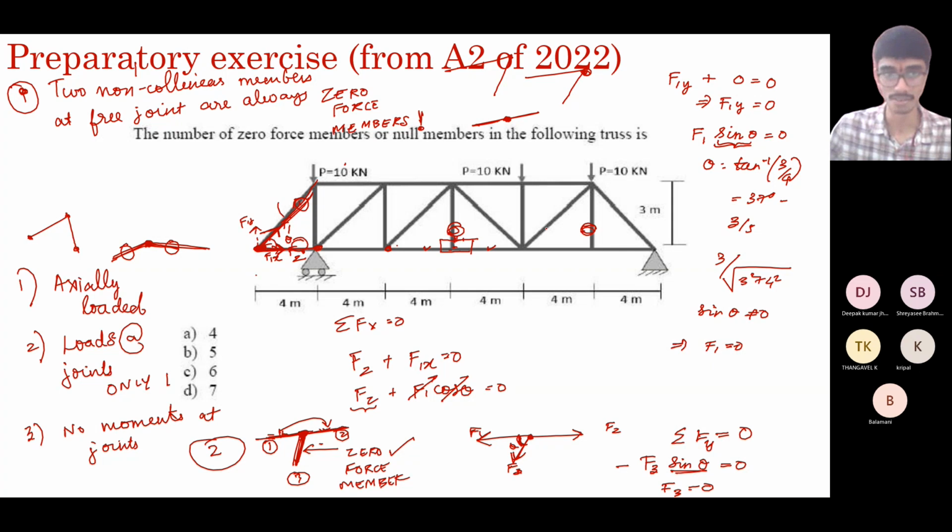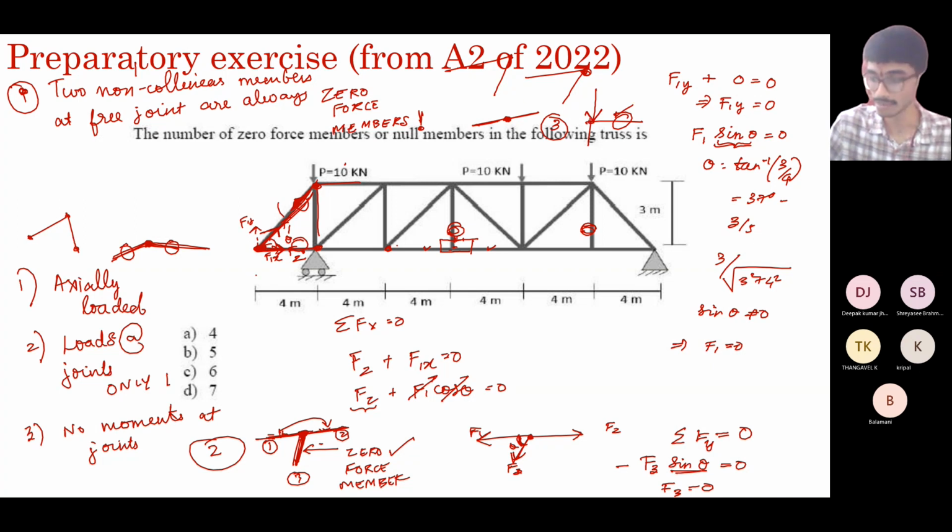But is that all? No. The reason is this. Consider this joint. This is a zero force member, which means there is no force in this. You have a vertical member and a horizontal member here. So here is the third rule. If there is a joint at right angles and the force is acting along one of them, the other one will be a zero force.